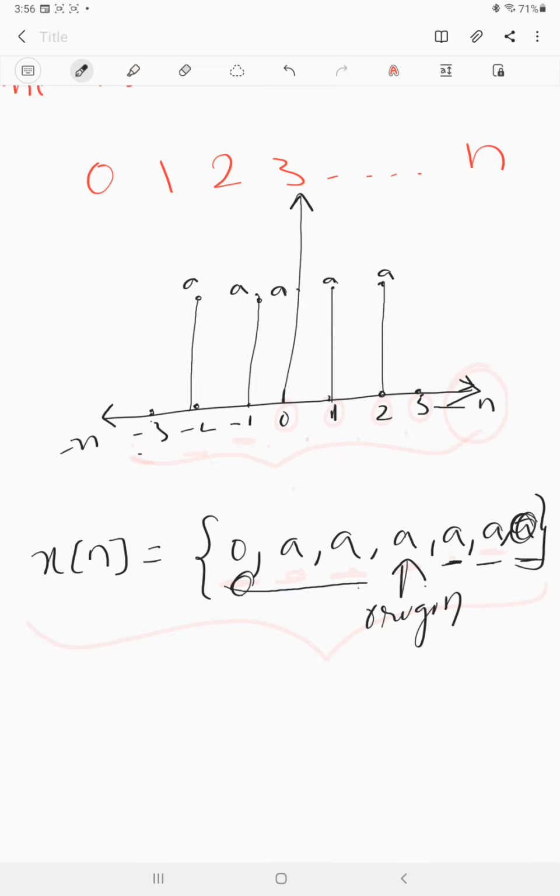In this video, we understood how to sample a continuous time signal at discrete intervals of time, and we have written a discrete time signal from a continuous time signal.